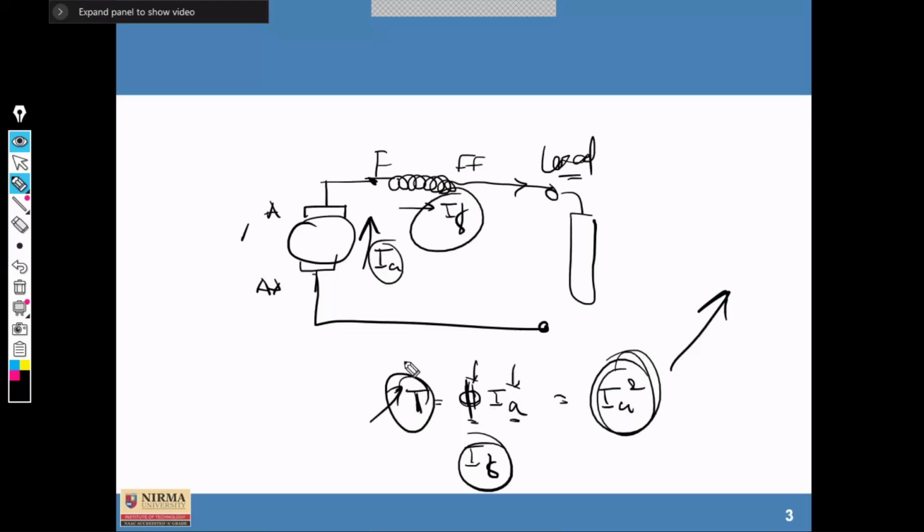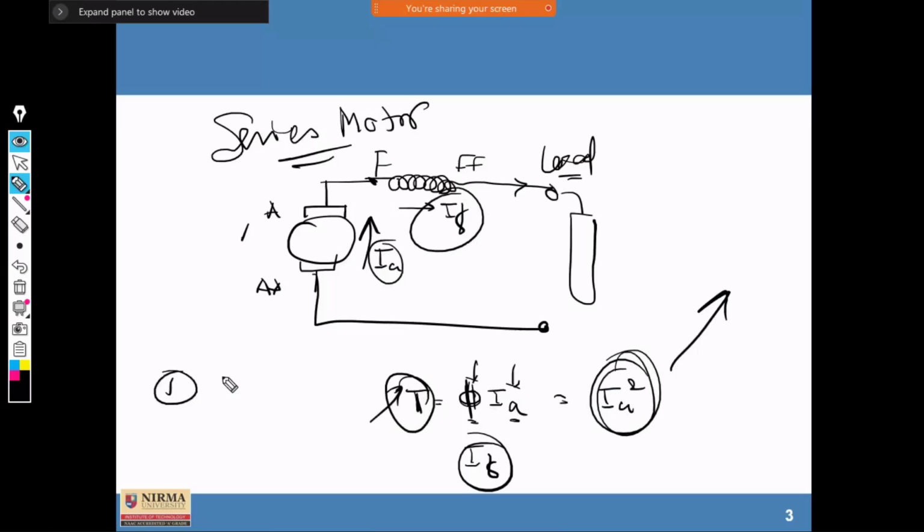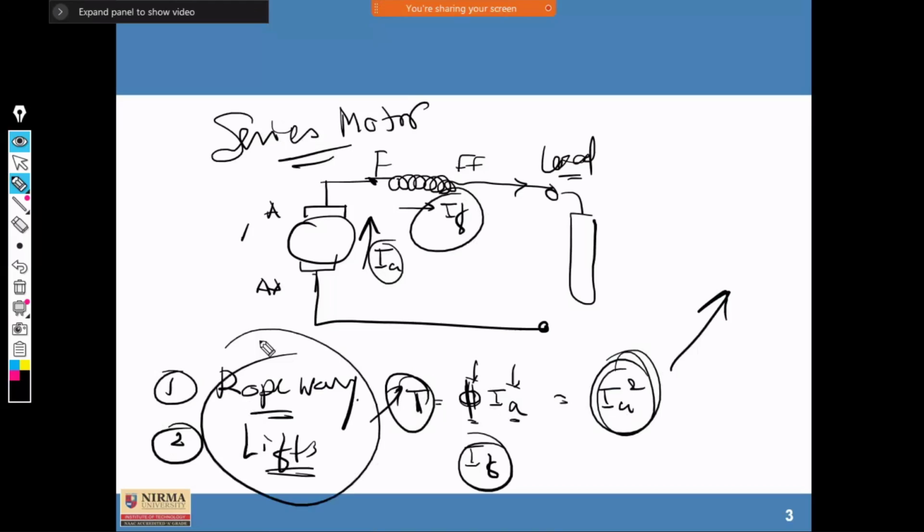And the application of such a series motor is a ropeway. Right? Initially we need to have a higher torque for a ropeway where DC series motors are used, even in lifts. So these are the various applications where DC series motors are used, where the torque requirement is more. Such machines are used for various applications.